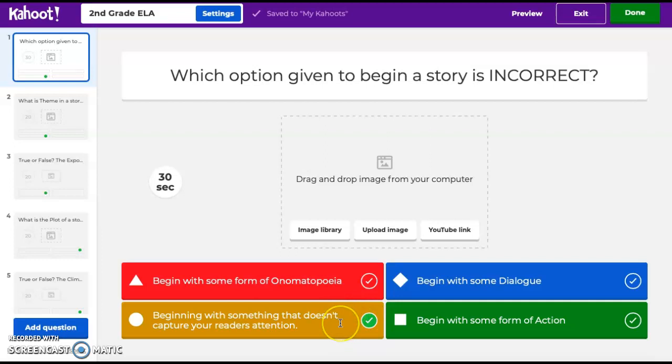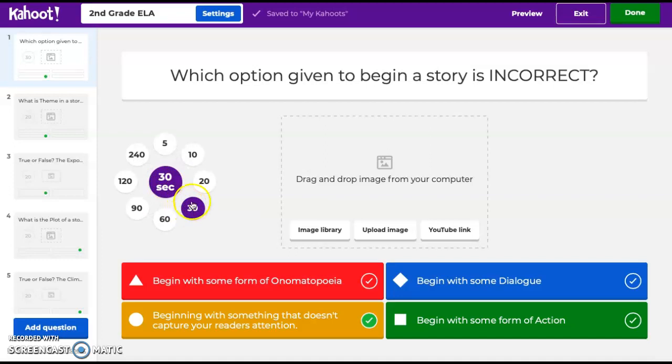It says beginning with something that doesn't capture your reader's attention. It's very important that my students understand that when they are writing their own stories, they need to capture their reader's attention. And that is why I have included this question, because it emphasizes that for them. I have given 30 seconds for this question to be answered, but I can give anywhere from 5 seconds to 240 seconds, but I think 30 seconds is enough for this question.